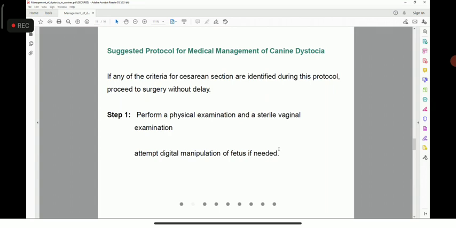So once you have diagnosed it properly, that yes, this is a case of dystocia, the first step will be you will do per vaginal examination, physical examination, by lubricated gloved finger. Make sure you are not damaging the birth canal by putting your bare hand or without lubrication. So put proper lubrication.